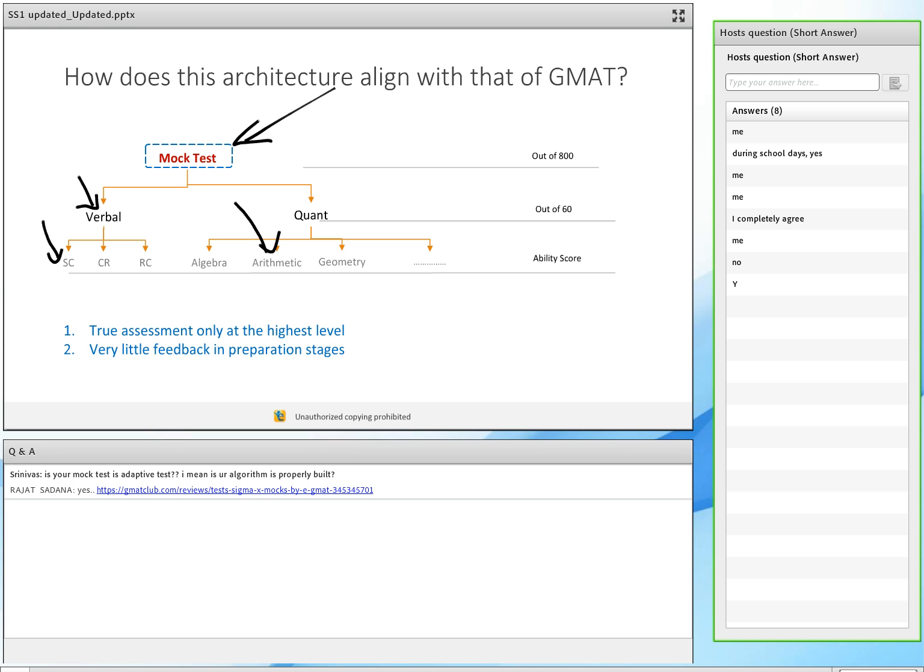And because you get very little feedback during your preparation stages, many people go through this architecture again and again to get close to their target score. A lot of you end up frustrated and you actually give up and say, hey, maybe GMAT's not my cup of tea. And maybe I'm okay with a 650 score. Maybe I'm okay with a substandard MBA school.